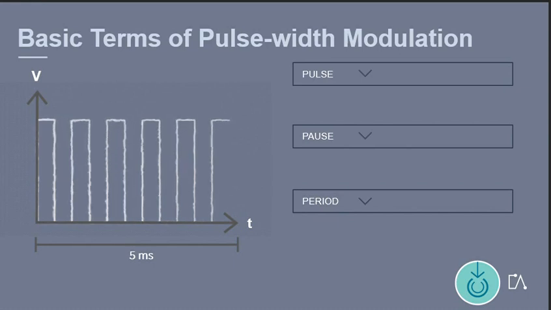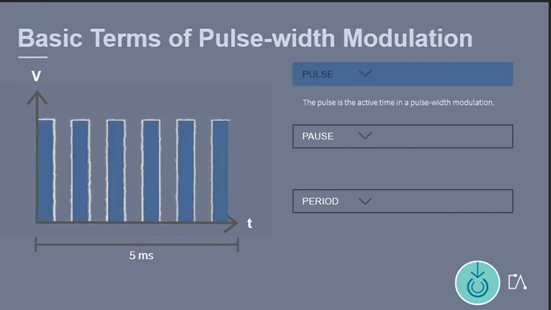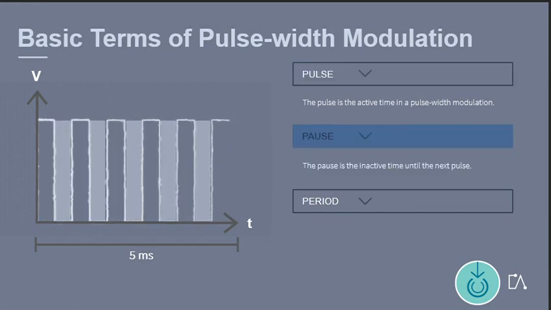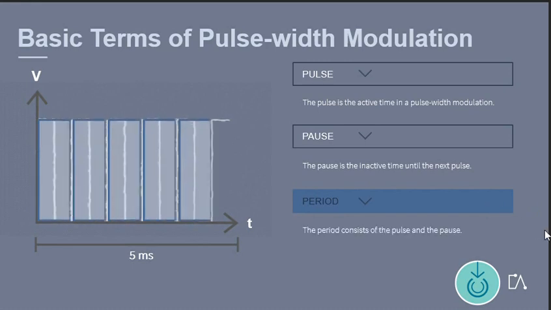dimming a light. The pulse is the active time in a pulse width modulation. The pause is the inactive time until the next pulse. The period consists of the pulse and the pause.